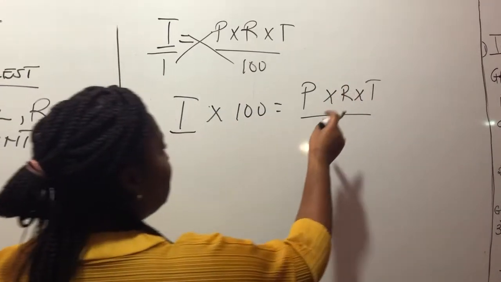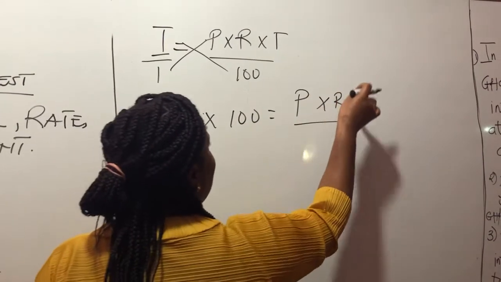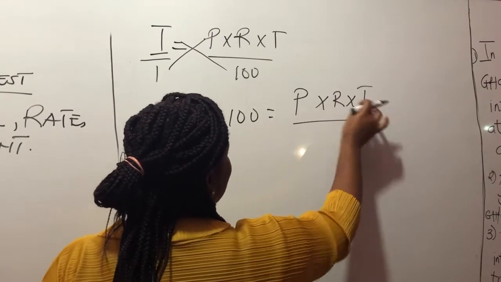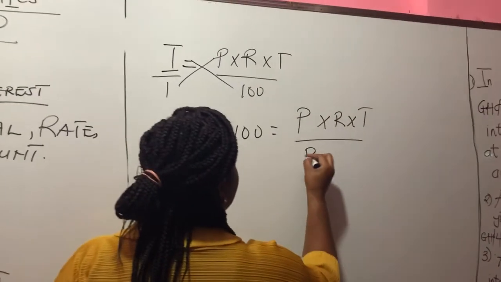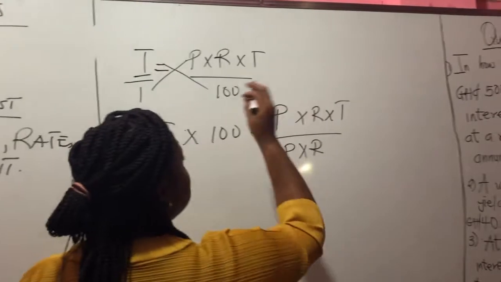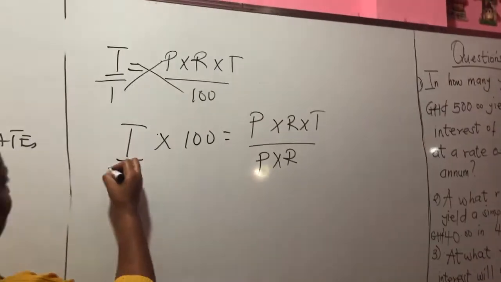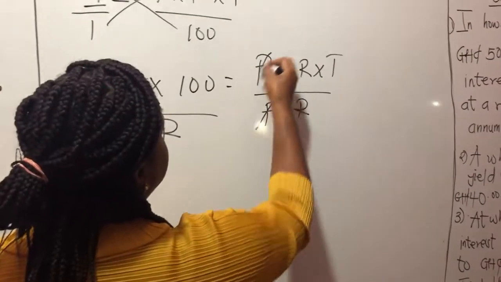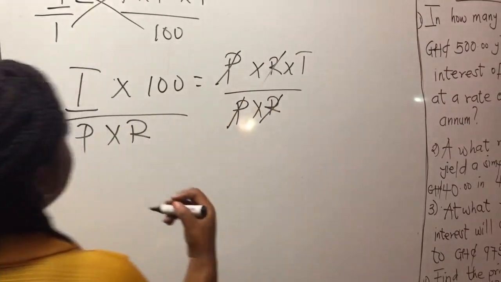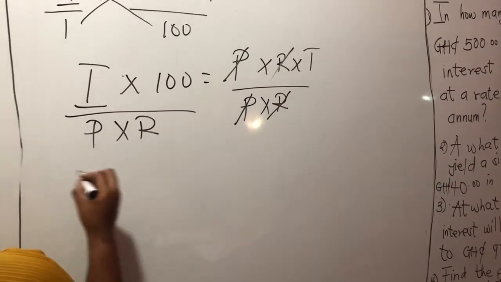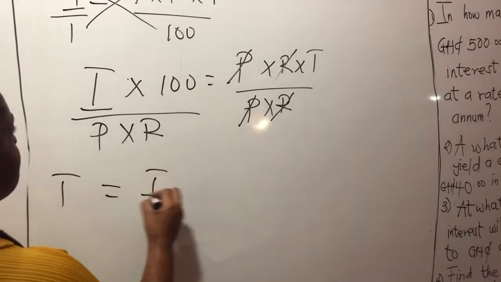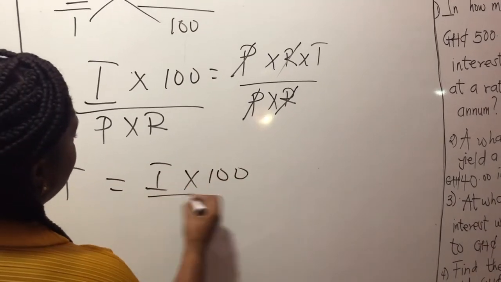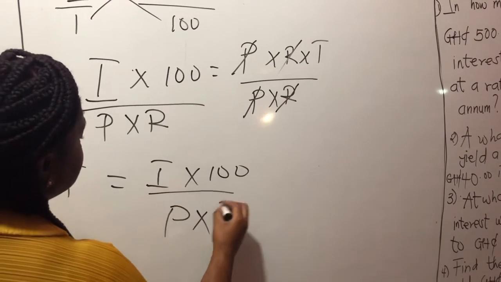So we are going to divide through by what? P and R, because T must stand on its own. So P times R. Whatever you do at this side, you do at the other side too. So P times R. P cancels P, R cancels R. Then we have what? Time is equal to interest times 100 all over P times R.